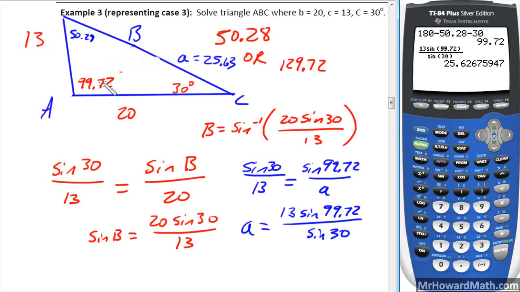And if you notice, the 99-degree angle is pointing to the biggest side, 25.63. The 30-degree angle is the smallest angle in this case. It's pointing at the smallest side. And the 50.28 angle is the medium angle, so it's pointing at the medium side length. All right, let's look at that next example where we have the other case of the angle being 129.72.